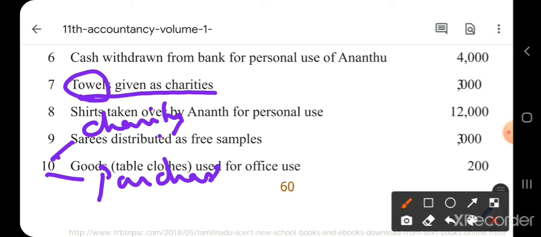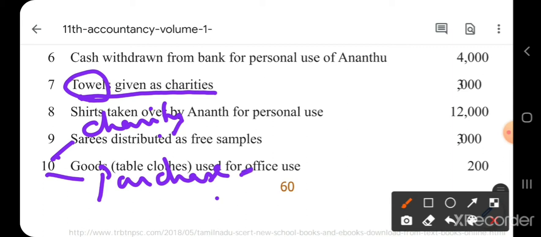Hope it is clear. Towels means out of the stock of the textiles only you are going to give as charity. So that stock from the purchase only you are going to give it. Once you purchase only, out of that purchases only you are taking it and giving as charity. So what are the two accounts involved?